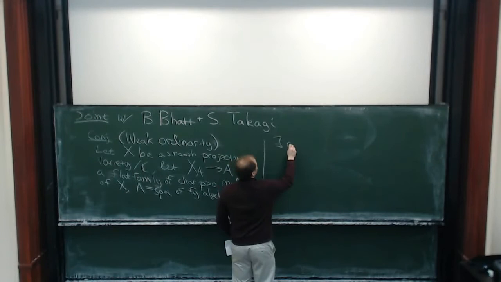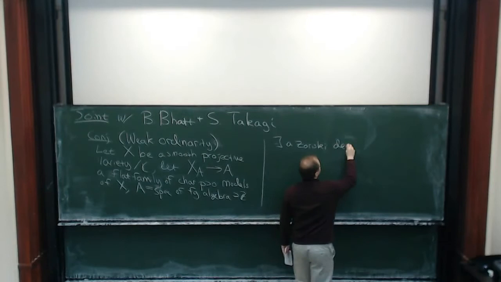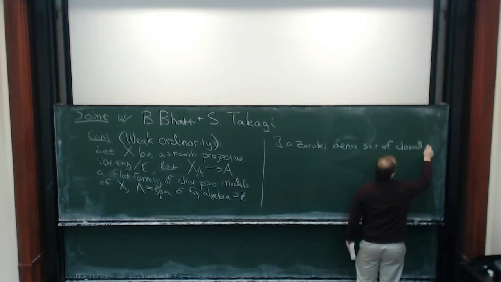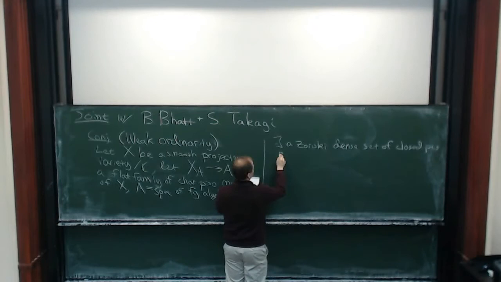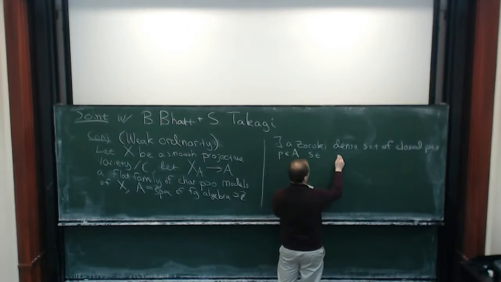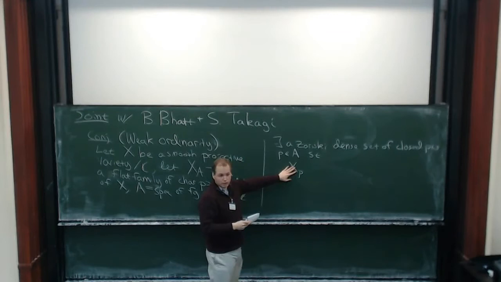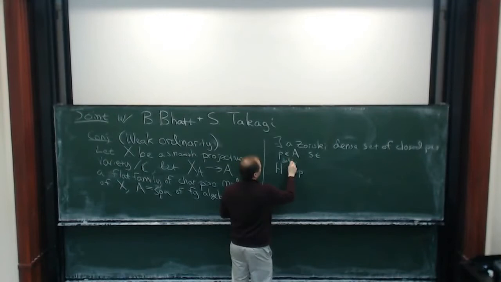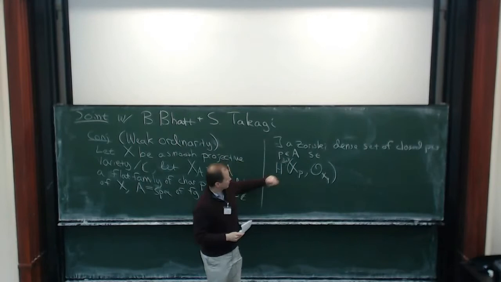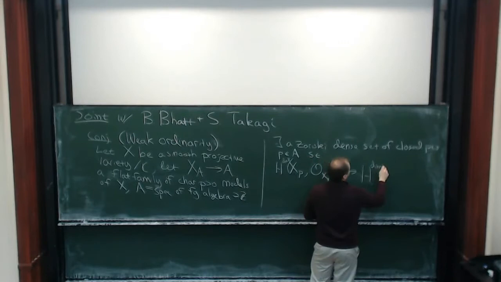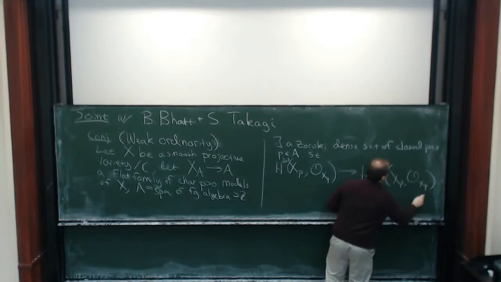that there exists a Zariski dense set of closed points, I'll call them P in A, such that the base change, if I base change X to that closed point, just do the reduction to characteristic p, and I look at the cohomology of the structure sheaf, top cohomology, say, and I apply Frobenius, that this is bijective. Okay.